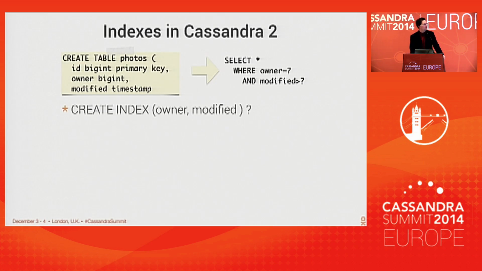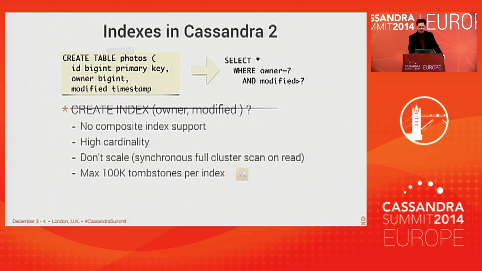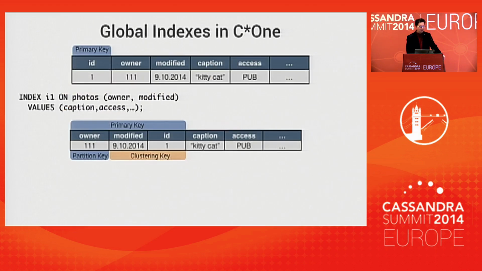Could we create a secondary index on the owner and modified columns? Anybody tried? No. Secondary indices do not support indexes on composite columns. And as Jonathan mentioned in the keynote today, they are a good fit for high cardinality expressions. And all nodes are queried for them, so they don't scale. And a limit of 100,000 deletions per index makes them unusable in an OLTP system. So to overcome this restriction of the local index design, we implemented first-class indexes by ourselves and named them global indexes.